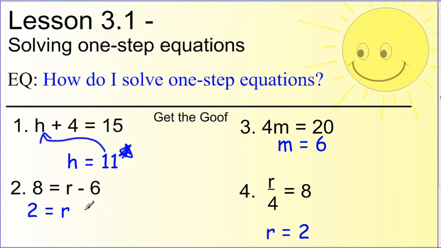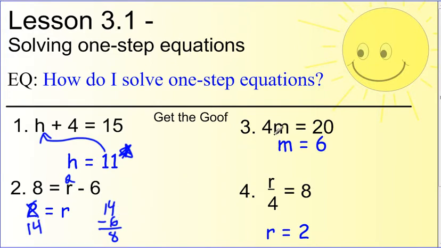Okay, let's check number 2. If we plugged in 2 here, is 2 minus 6 equal to 8? Well, 2 minus 6 does not equal 8, so we know that this is a wrong answer. So then you think, what number minus 6 equals 8? And the number we should come up with is 14. 14 minus 6 equals 8.